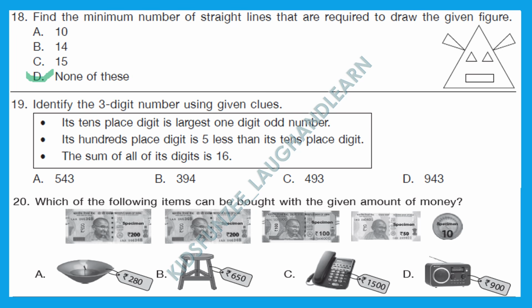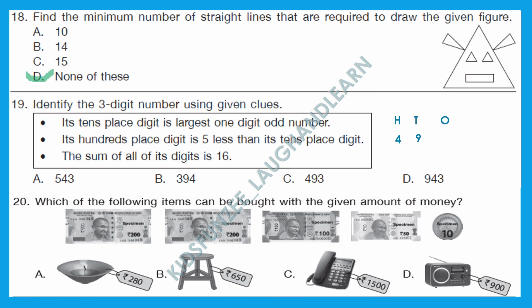Question 19. Identify the 3-digit number using given clues. Its tens place digit is the largest 1-digit odd number. So which one is the largest 1-digit odd number? That is 9. We will put 9 at the tens place. Its hundreds place digit is 5 less than its tens place digit. So 9 minus 5 is equal to 4. So at the place of 100 it is 4.